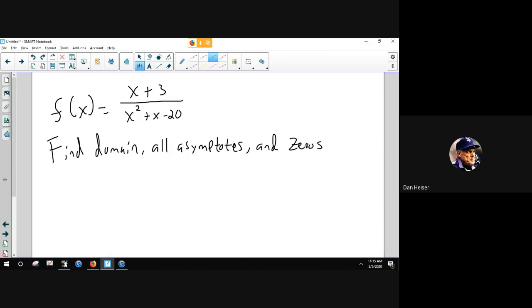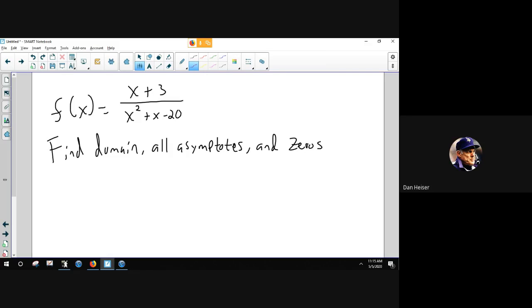Let's look at some more examples of some problems here. I've got 3 examples, one each with horizontal and slant, and then one where I have 2 horizontal and then 1 slant. So let's take a look at this first one. We're looking for the domain, all the asymptotes, and the zeros.